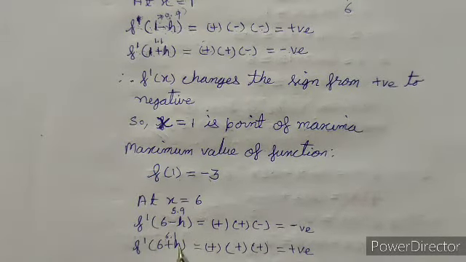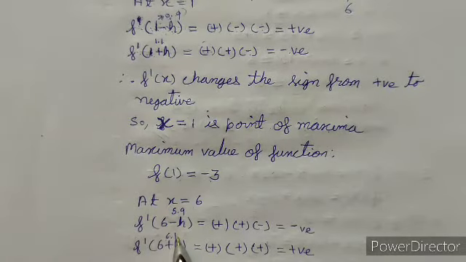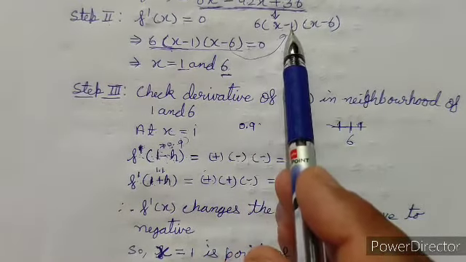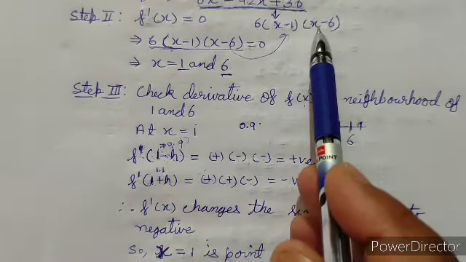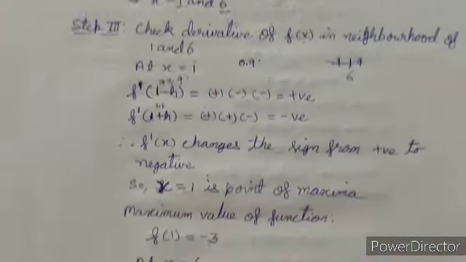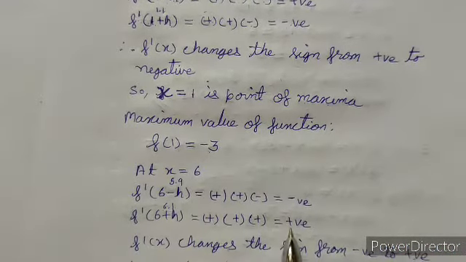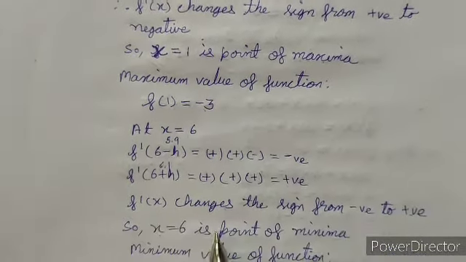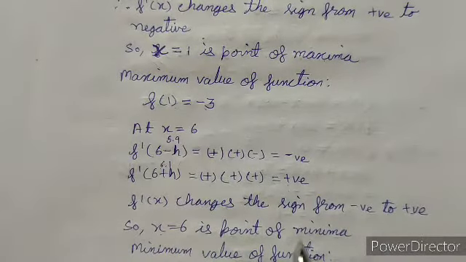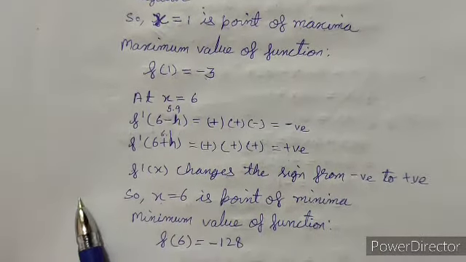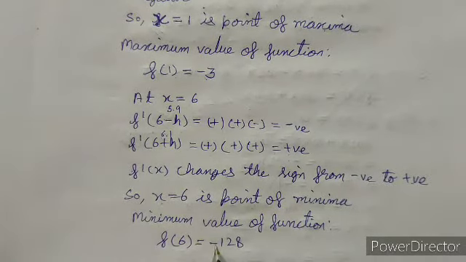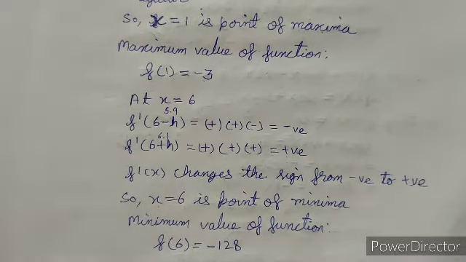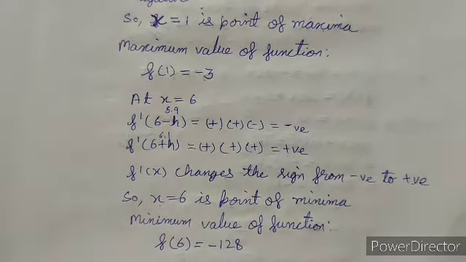Now f dash 6 plus h. In place of 6 plus h, if we take 6.1, here 6 will be positive, 6.1 minus 1 will be positive, and 6.1 minus 6 will again be positive. Now this is giving us the sign as positive. Here the sign of f dash x is changing from negative to positive. So x equal to 6 is a point of minima, and the minimum value of the function will be given by f6, and that is minus 128. Now these were our two methods to find the maximum and minimum value of the function.